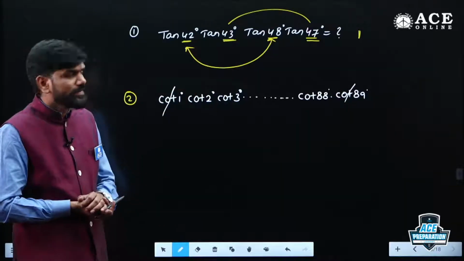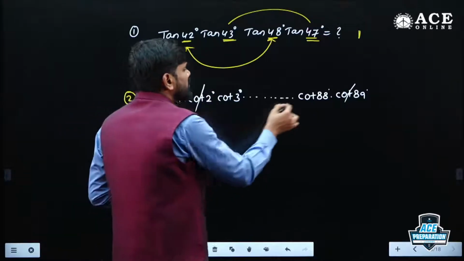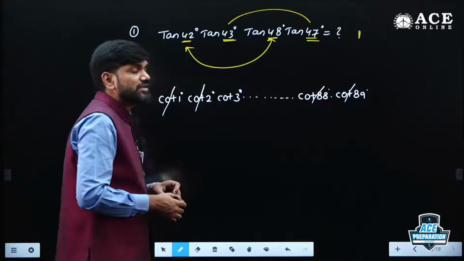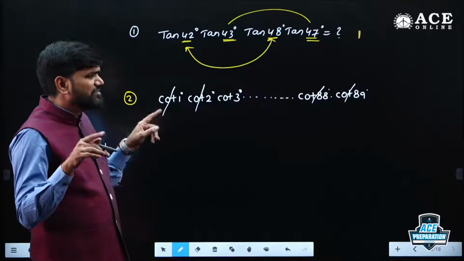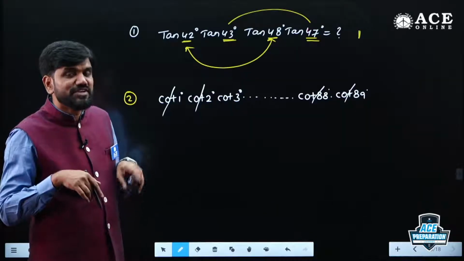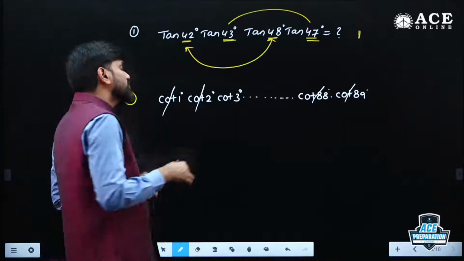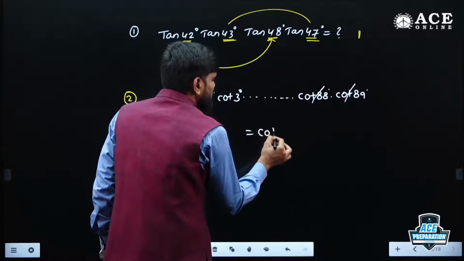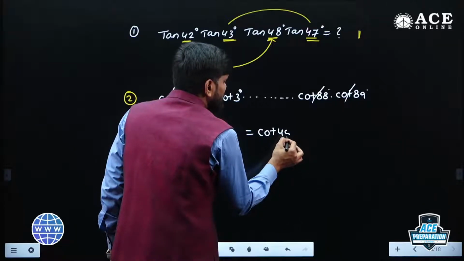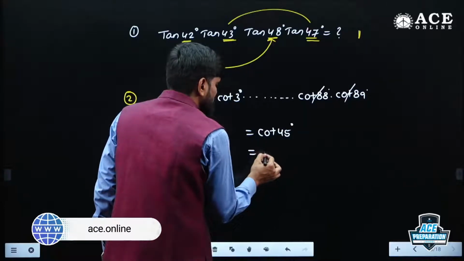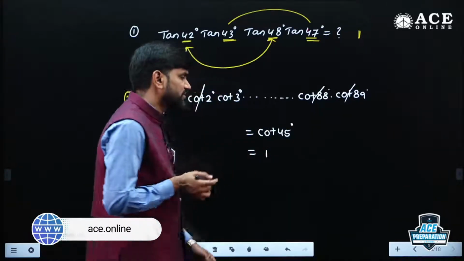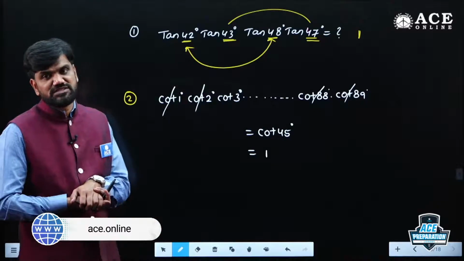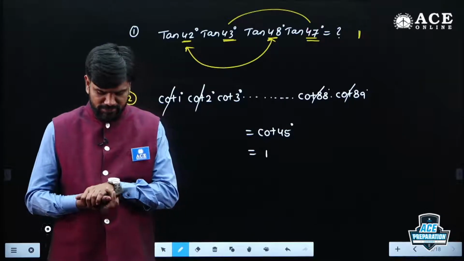1. Similarly, cot 2 and cot 88 together will give you the product as 1. Like that, every pair that is adding up to 90 degrees will give you product as 1. In the middle, we will be left with cot 45. So, cot 45 degrees is nothing but 1. Like this we can easily solve it, right.